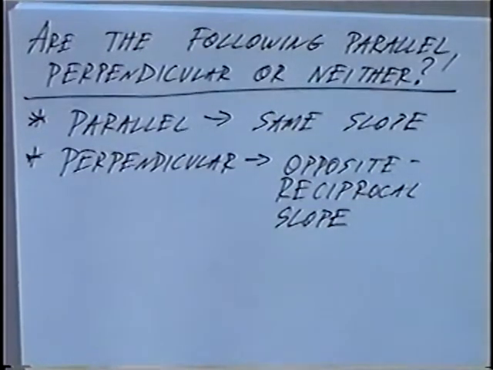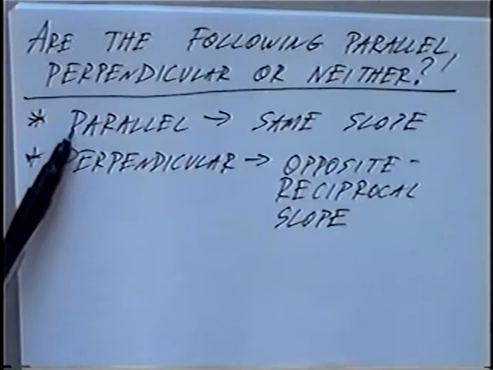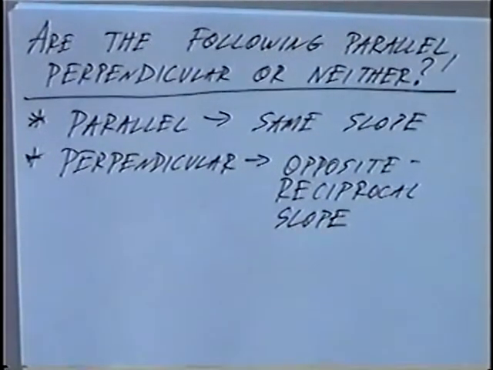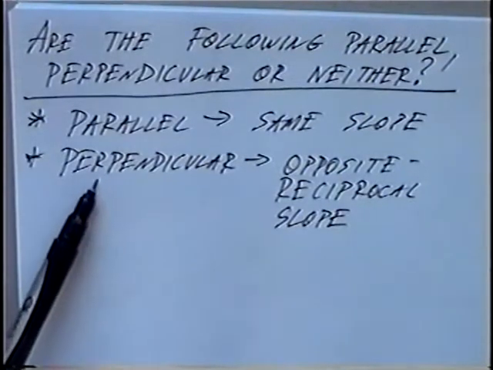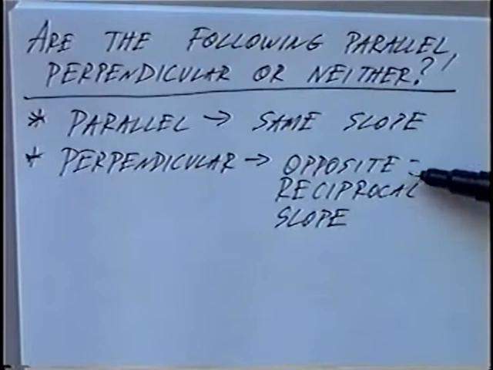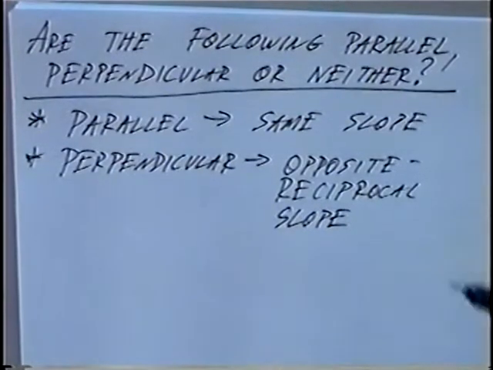Title of the next section is: Are the following parallel, perpendicular, or neither? 2 definitions. Parallel: when you have parallel lines, you have to have the exact same slope for both lines. Perpendicular lines have to have the opposite reciprocal slope. Opposite meaning one is positive, one is negative, and reciprocal meaning it's the same fraction but flipped upside down.